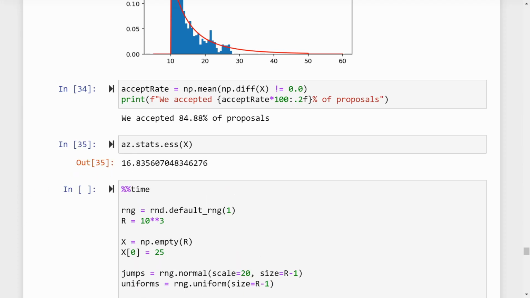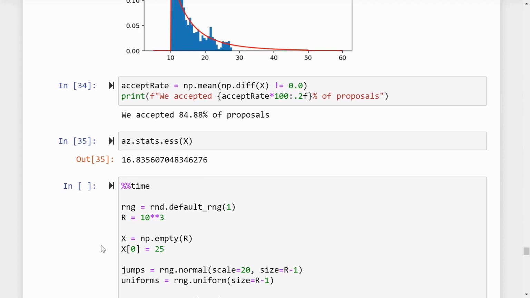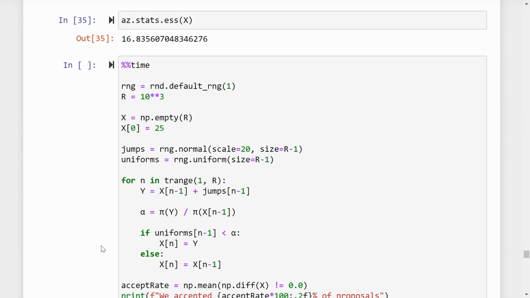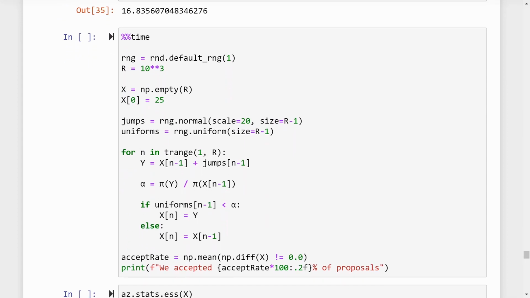In this case, the 1,000 dependent samples we generated is only about as valuable as having 16 independent samples from the target distribution. This is very small. So the high dependence of our samples is caused by having very small jumps, accepting too many proposals, and then ending up with a small effective sample size. To combat this, let's just make the jumps bigger.